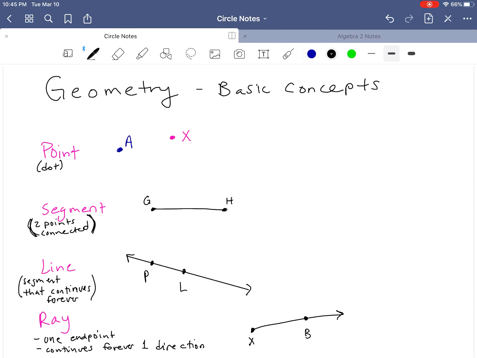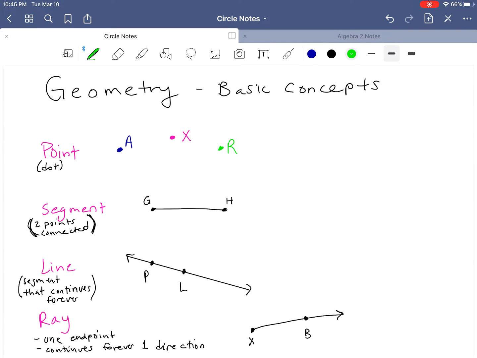So I have 2 points drawn here. I have point A and point X, and we always name them by the capital letter that's next to it. So I could draw another point, maybe right here, and if I wanted to name that, I could call it point R. Okay, so whatever the letter is, that's how you name it. And points make up almost everything that we talk about in geometry.